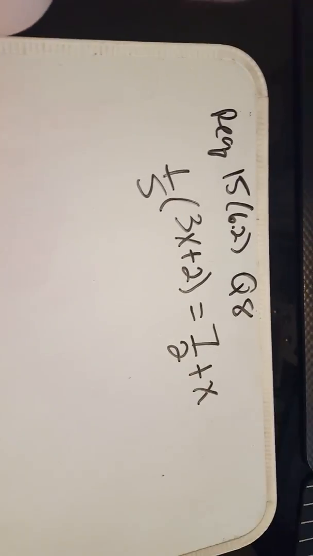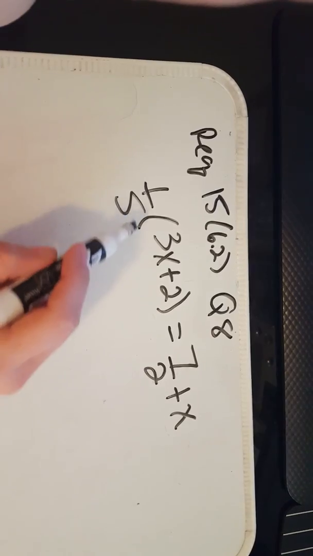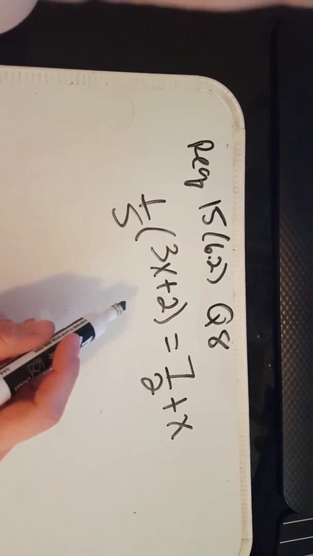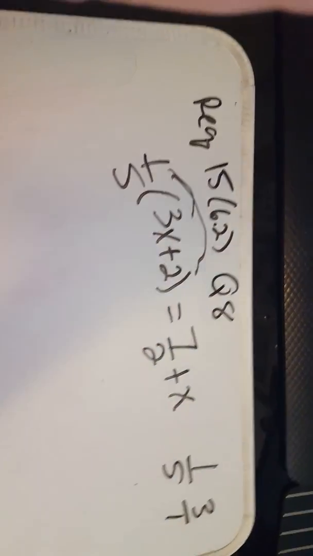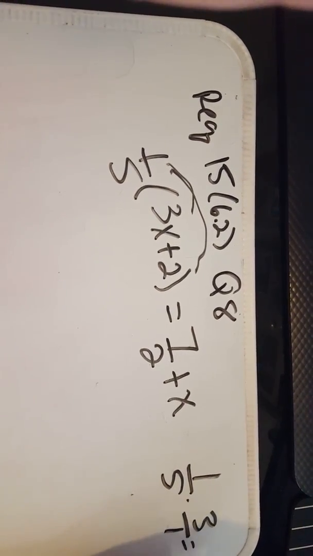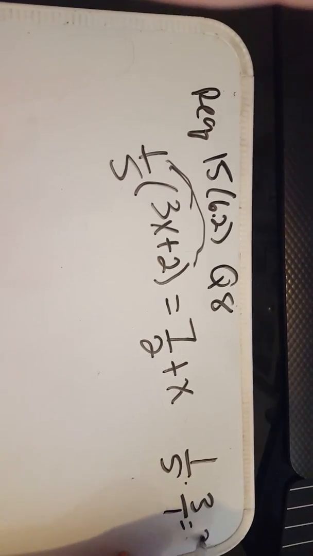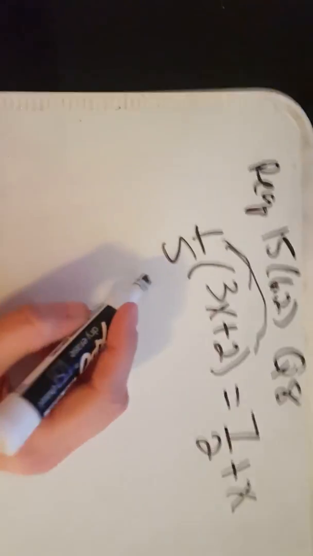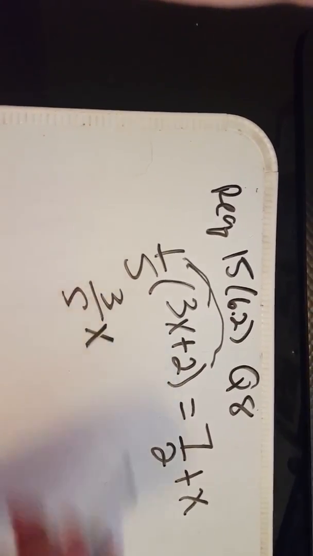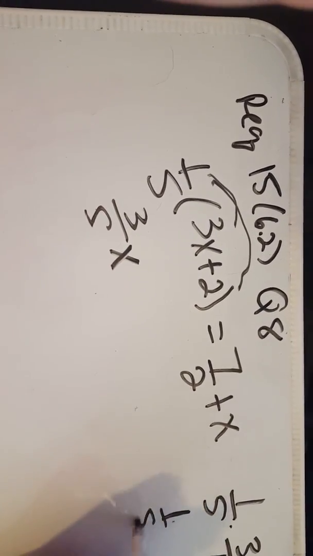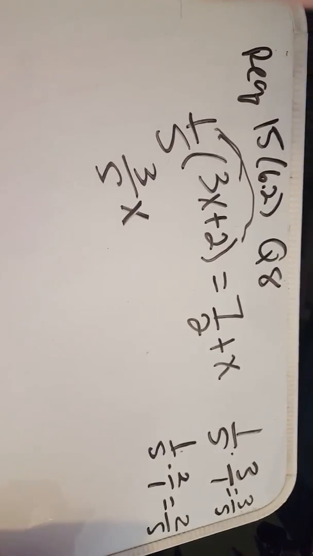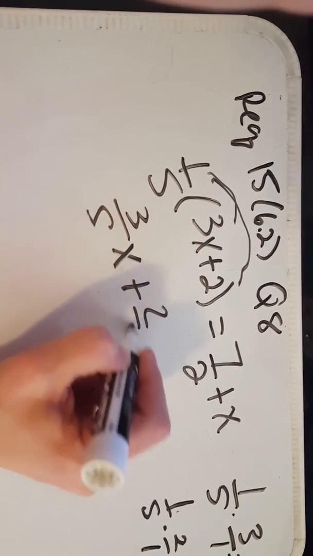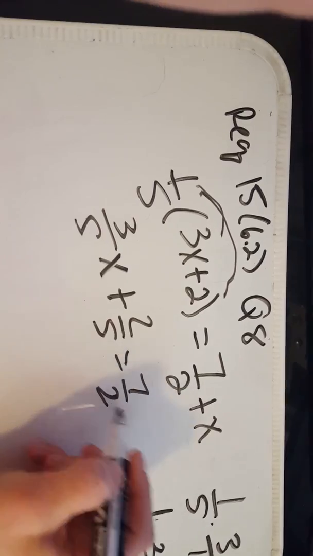The very first thing we should do is use the distributive property to distribute that 1/5 to both terms inside the parentheses. If we do that, we're going to end up multiplying 1/5 times 3, which naturally has a denominator of 1 if it doesn't have any denominator at all. To multiply fractions, we multiply across, which would give us 3 over 5. So we get 3/5 x. Doing that again for the 2, 1/5 times 2 over 1 equals 2/5. So we get plus 2/5 equals 7/2 plus x.